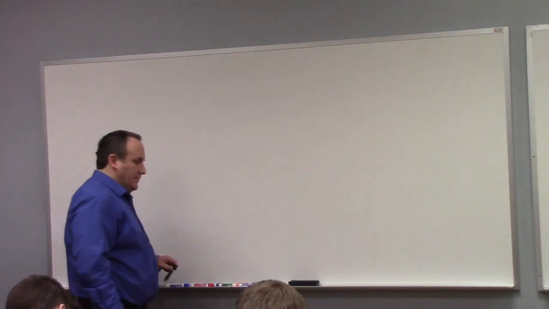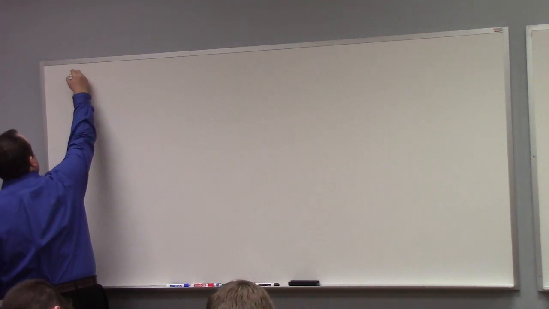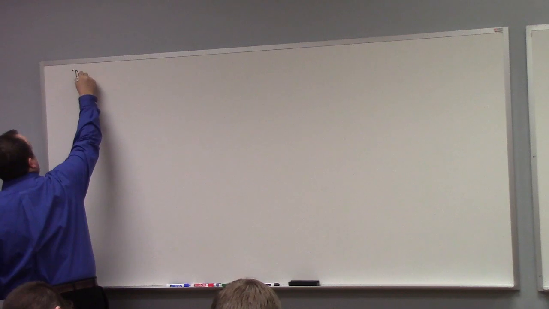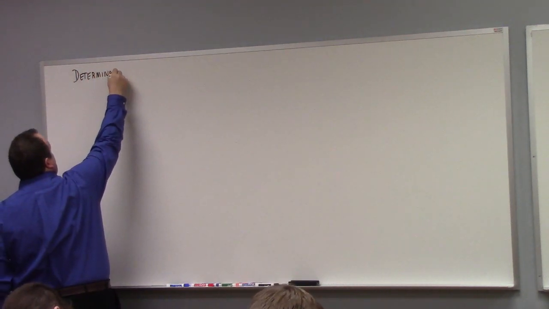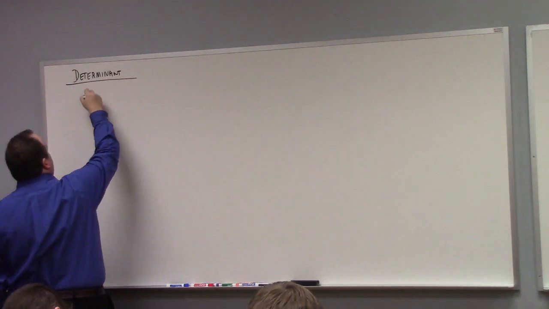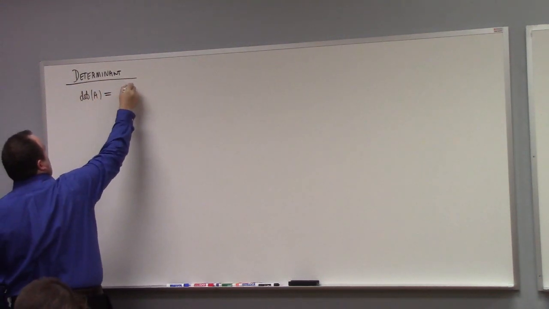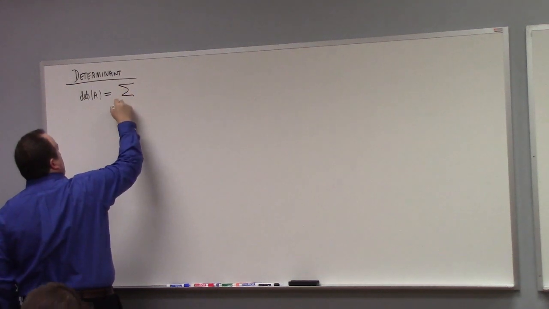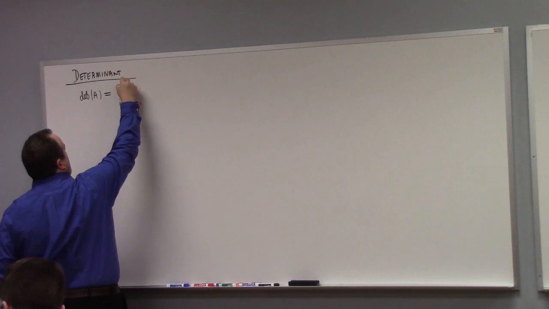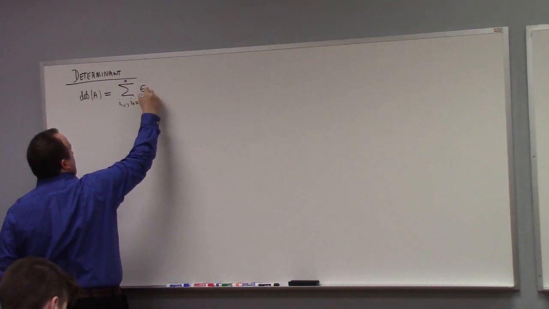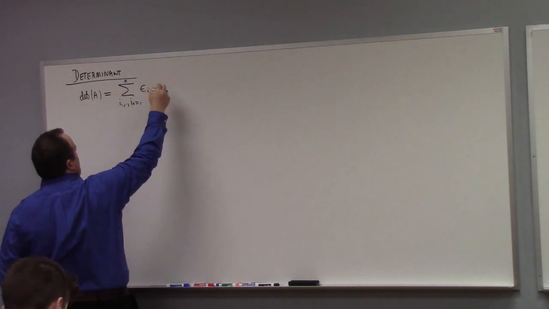All right, so I defined for you guys last time the determinant, right? And I gave you this beastly general definition for it in terms of the antisymmetric symbol. So this is over n sums.